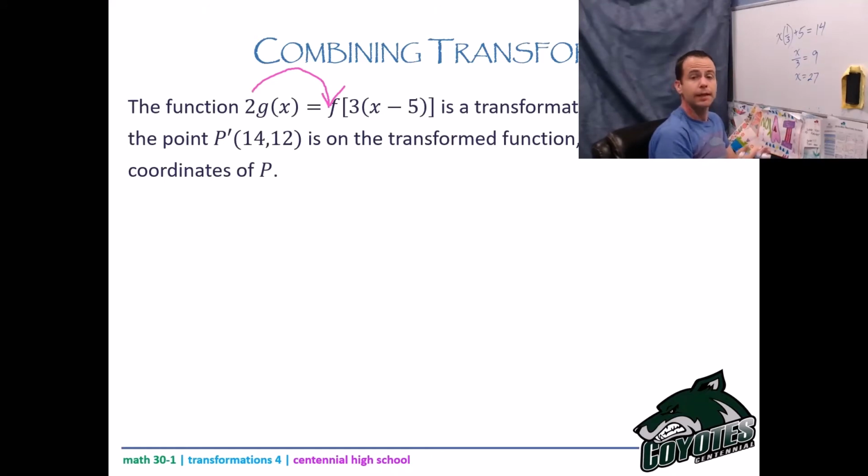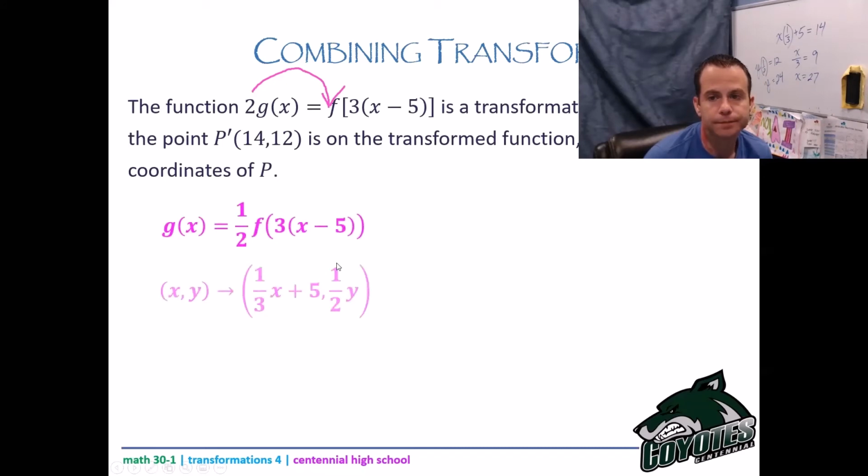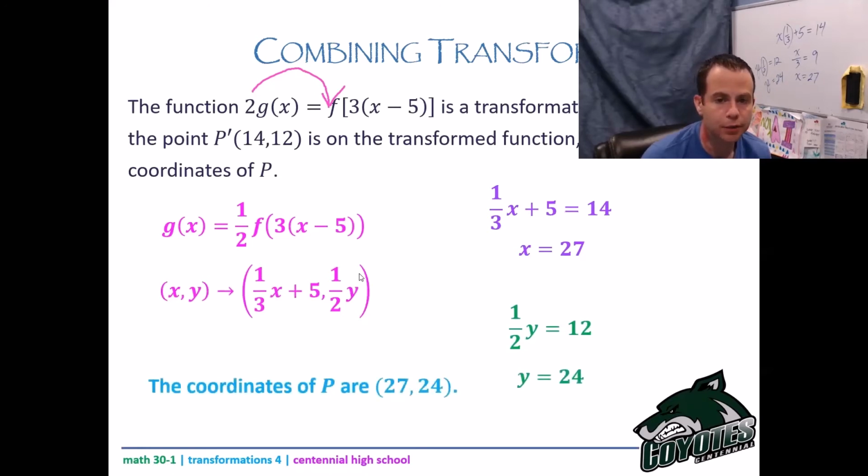Okay? Then I'm going to do the same thing for y. I'm going to have to take my original y value and multiply it by 1/2 because that's my a value. That's all I'm going to have to do. There's no vertical translation there, right? So when I do that, I need to end up at 12. So y has to be 24. So my original point on the original graph would be 27, 24. Okay, so make sure you conclude the coordinates of P are 27, 24.